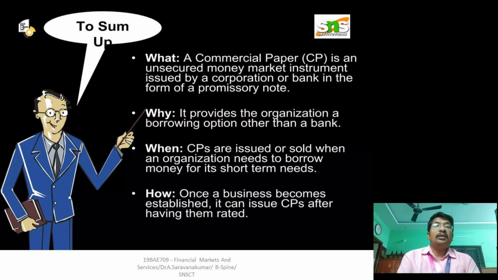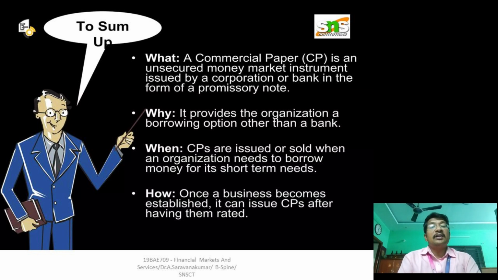So a commercial paper is an unsecured money market instrument issued by a corporation or bank in the form of a promissory note. Why? It provides the organization a borrowing option other than a bank. Commercial papers are issued or sold when an organization needs to borrow money for short-term needs. Once a business becomes established, it can issue commercial paper after being rated.